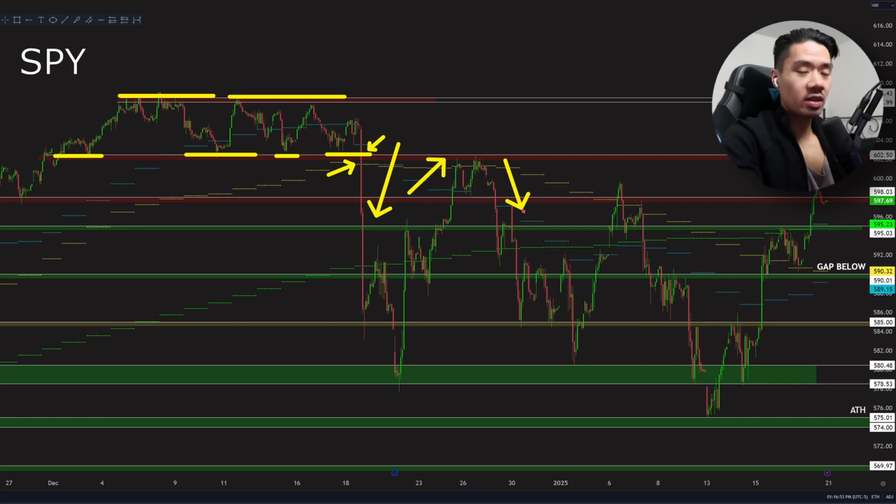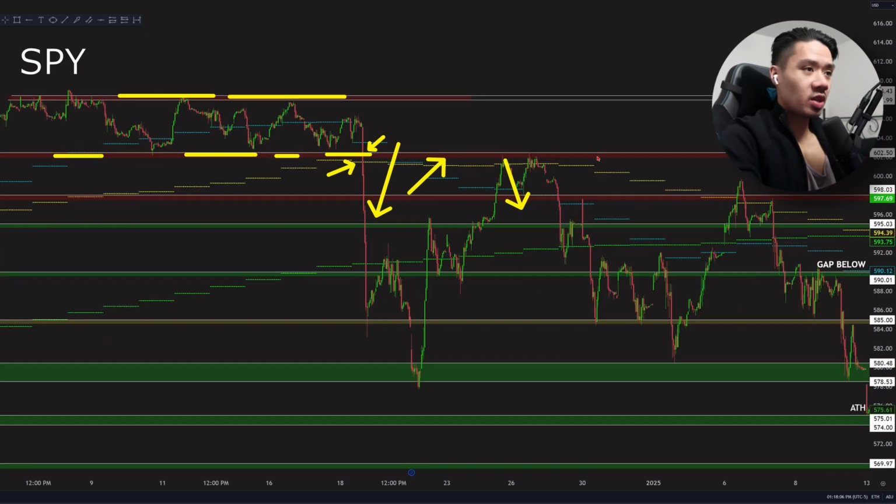But this is the 1 hour chart, right? Let's look at the 30-minute chart. So this is the 30-minute chart. Looks pretty much exactly the same. It's still hard to read if you're trading that day. And this is why you go down to the 2-minute chart and look on that day.